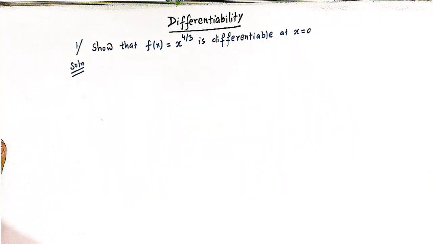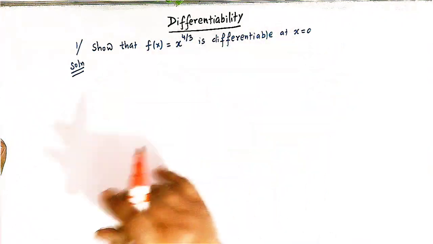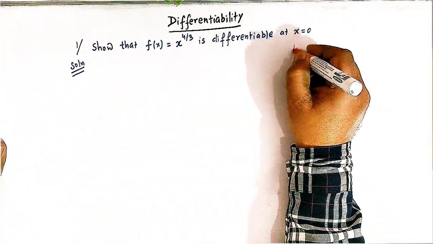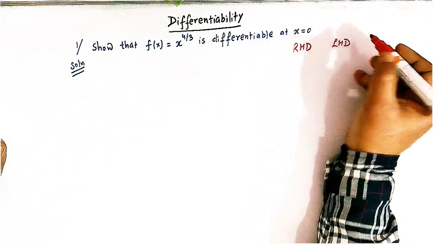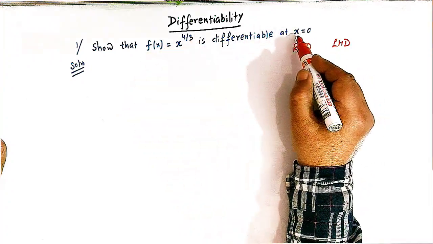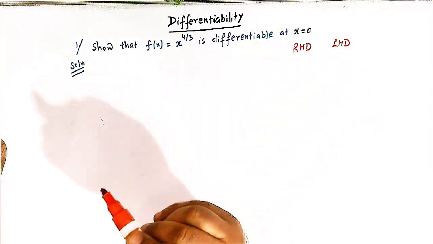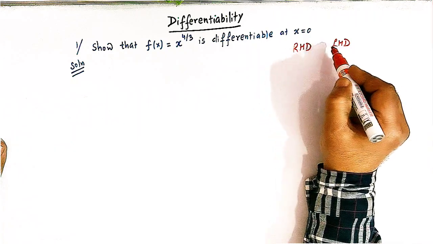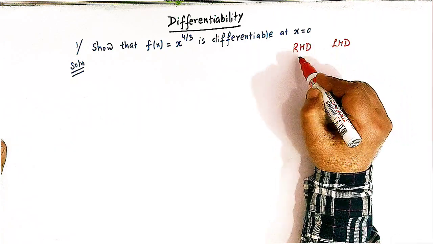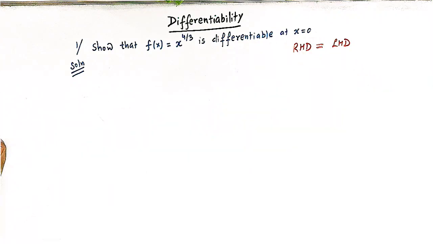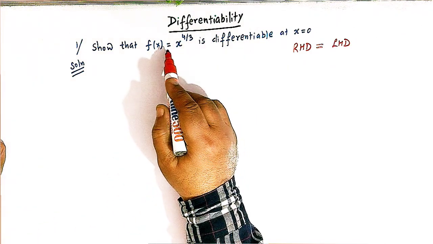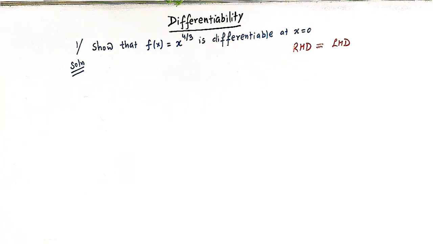In order to show that this function is differentiable at x equal to 0, we have to find the right hand derivative and the left hand derivative of this function at x equal to 0, and we have to show that both exist, they are finite, and they are equal to each other. So let us separately find out the right hand derivative and left hand derivative of this function at x equal to 0.